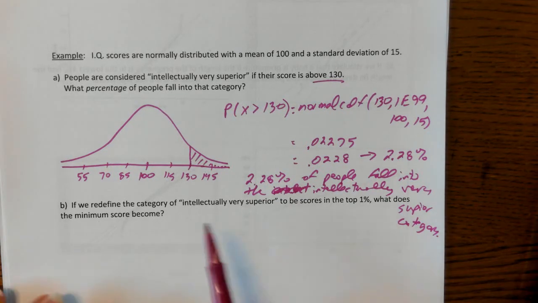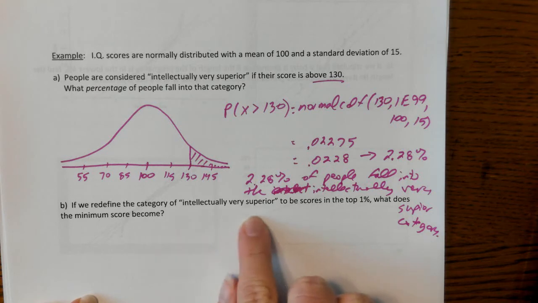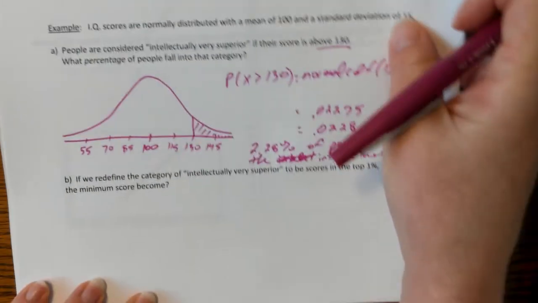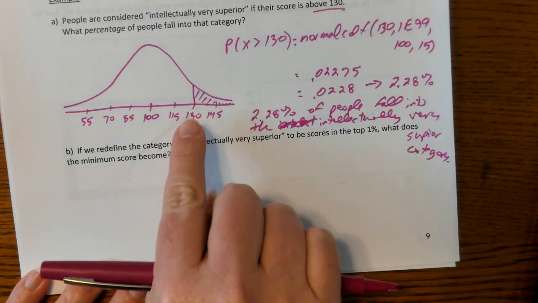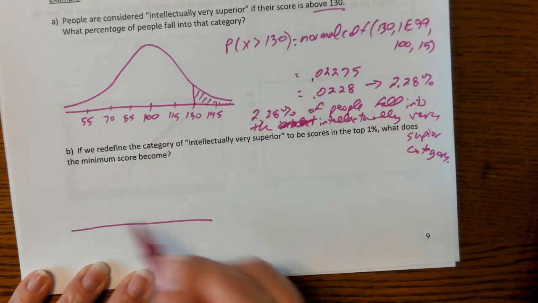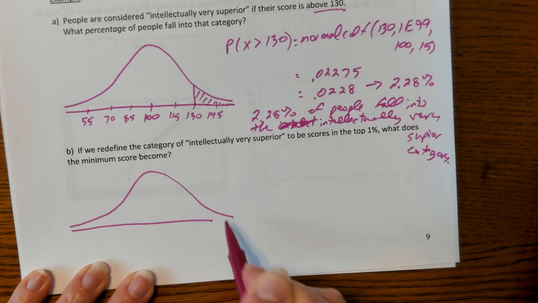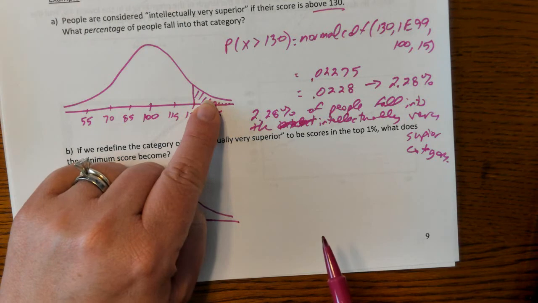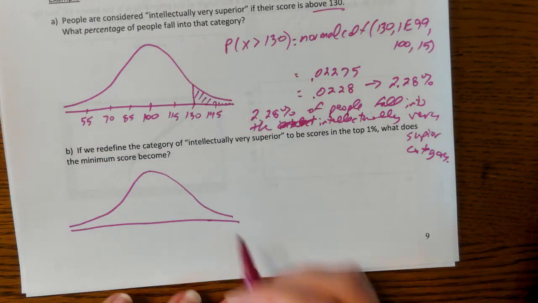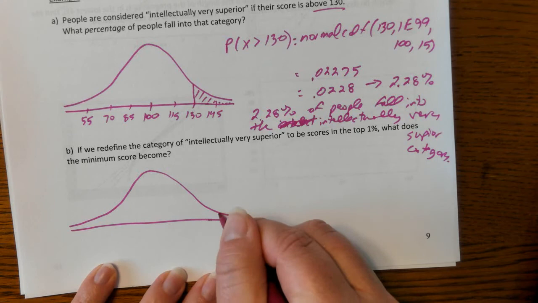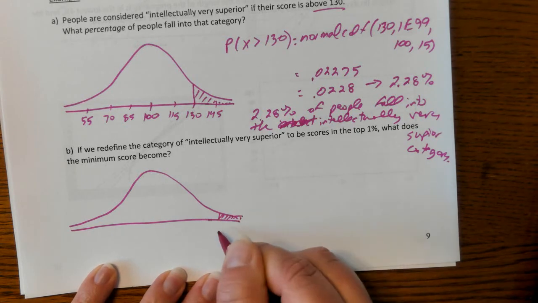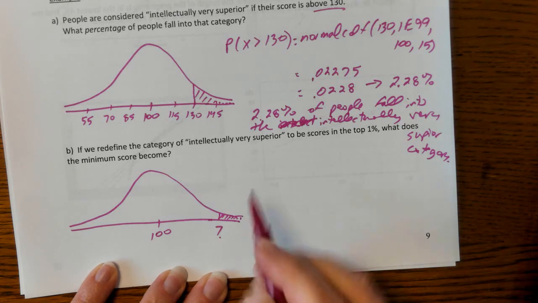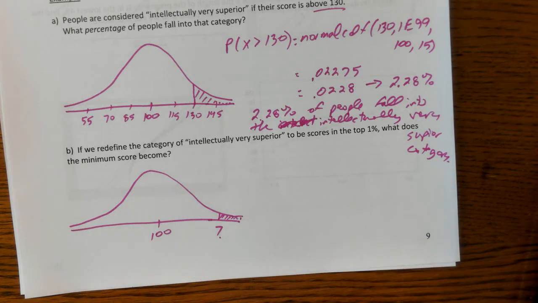Part B: if we redefine the category of intellectually very superior to be scores in the top 1%. So in other words, if we're no longer sticking with the cutoff score of 130, but instead we say, you know what, we only want 1% of the people to be up here. Because right now there's 2.28% of the people that are intellectually very superior, and that's just too many. We think it should be only 1%. So what should our cutoff be if we only want 1% to be intellectually very superior?